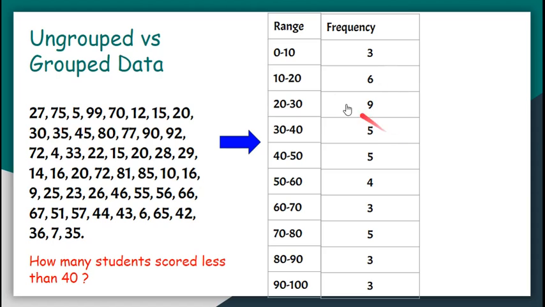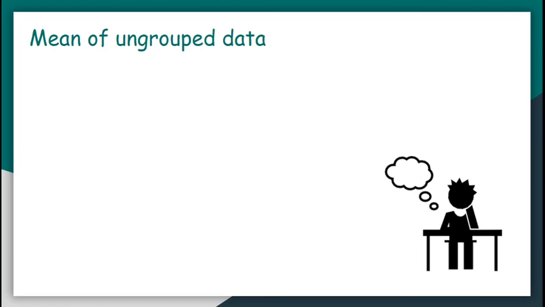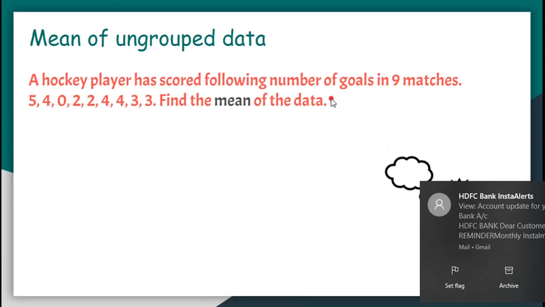So as soon as I have converted my ungrouped data into grouped data, a lot of the calculations and understanding of the numbers becomes simple. We have already done this in the form of classes, if you remember. So 0 to 10 becomes a class. Let's quickly move ahead to first calculate the mean of ungrouped data. Let's see this by a question.